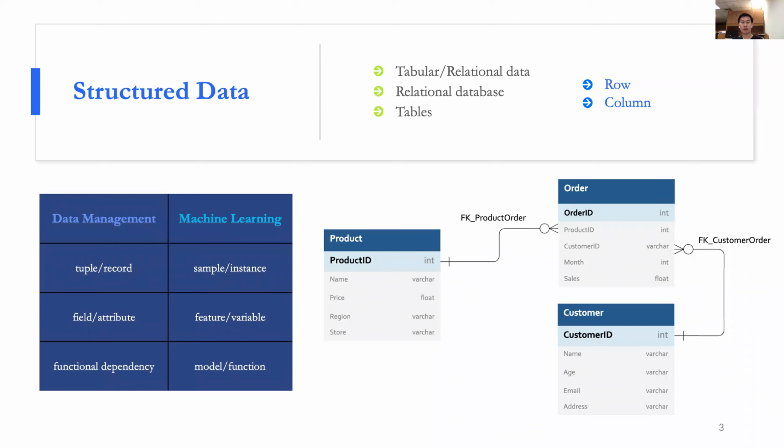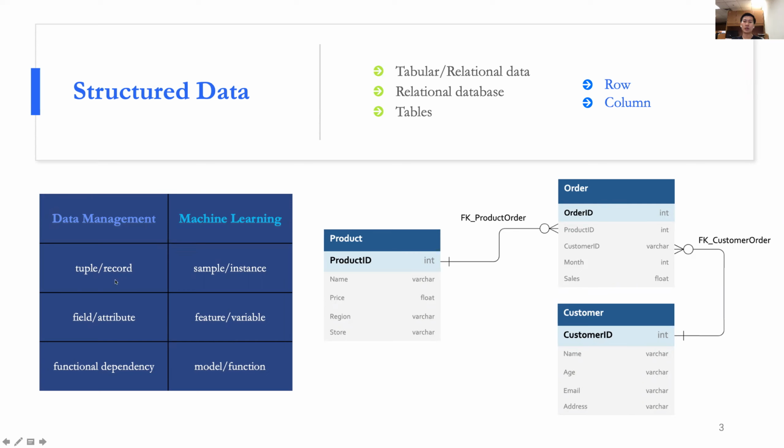Now let's first look at the data part. So structured data, also known as relational data or tabular data, refers to the type of data that can be organized into tables of rows and columns. We show the correspondence of relevant terminology between data management and the machine learning community on the left table.